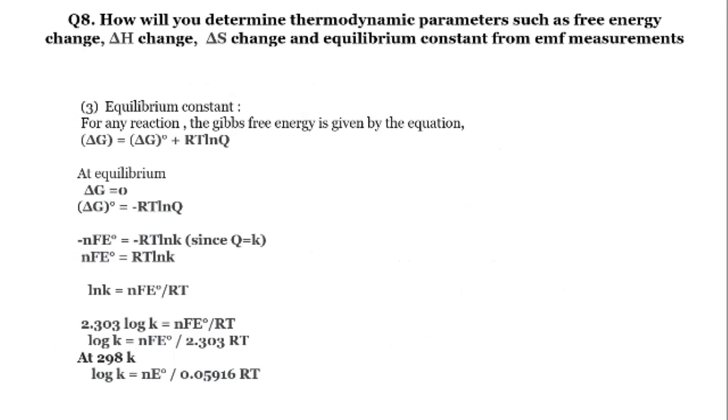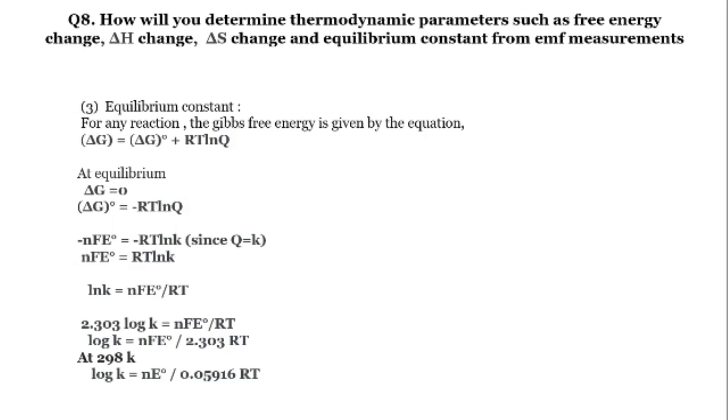Then last and important, the equilibrium constant. As we know, for any reaction the Gibbs free energy is given by the equation delta G is equal to delta G0 plus RT ln Q. At equilibrium, delta G is equal to 0. Therefore, delta G0 is equal to minus RT ln Q. Since Q is equal to K, we can substitute for delta G0 as minus NFE0. Minus NFE0 is equal to minus RT ln K. NFE0 is equal to RT ln K. ln K is equal to NFE0 upon RT.